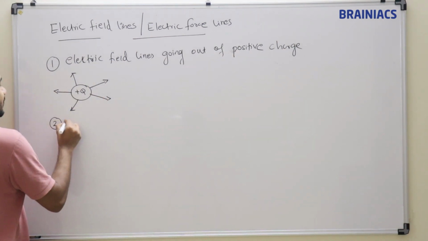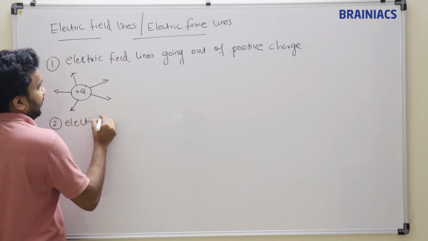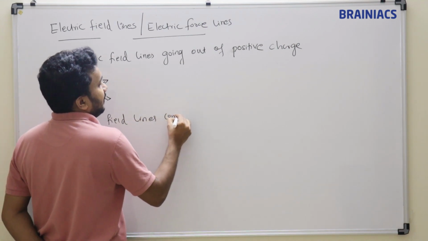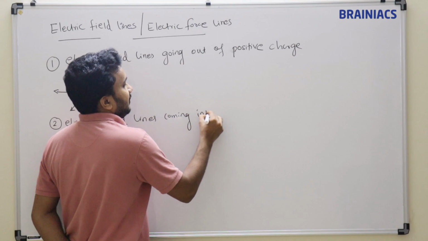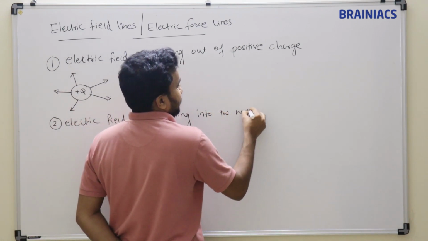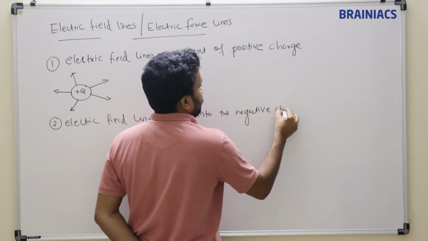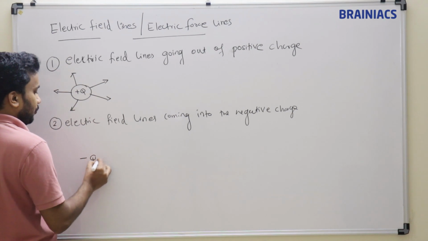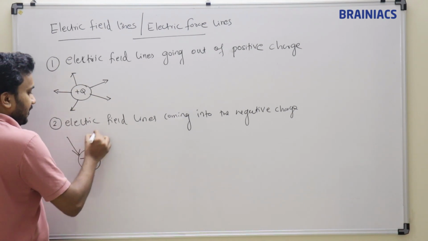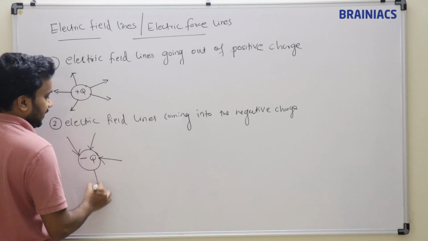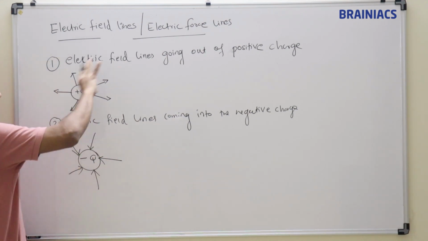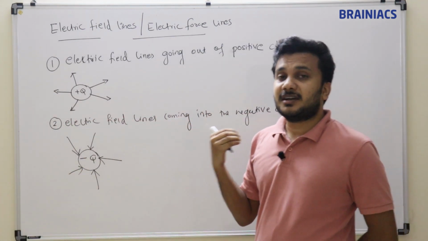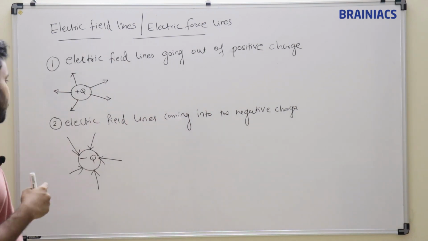Second property: electric field lines come into the negative charge, just the opposite. If you have a negative charge, minus q, the field lines are coming inside to the negative charge. So field lines go away from a positive charge, and for a negative charge the electric field lines are coming inside. This is the second property.